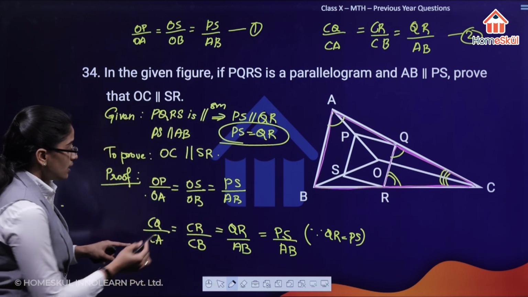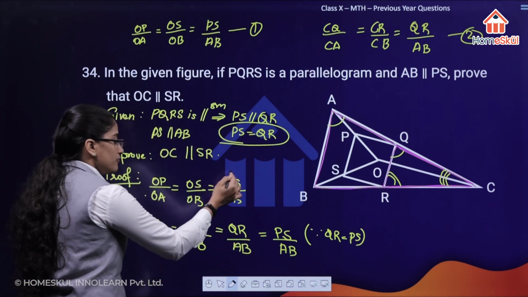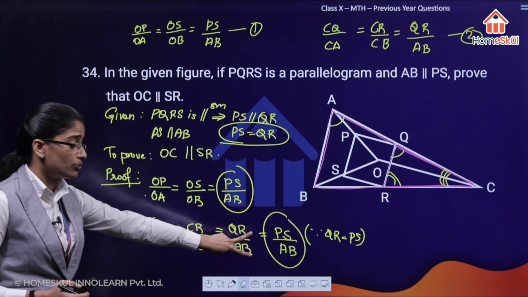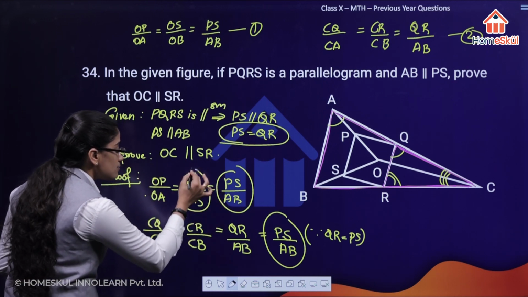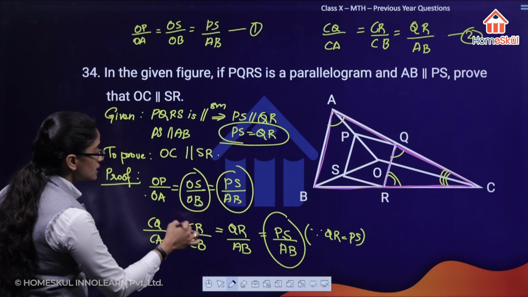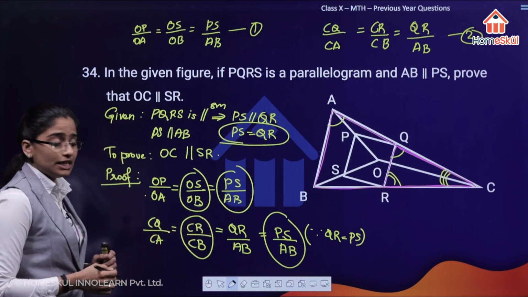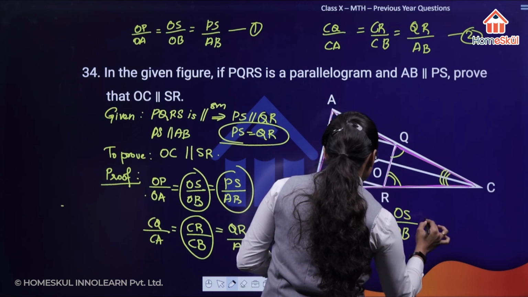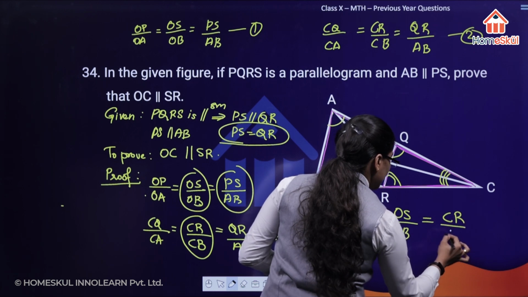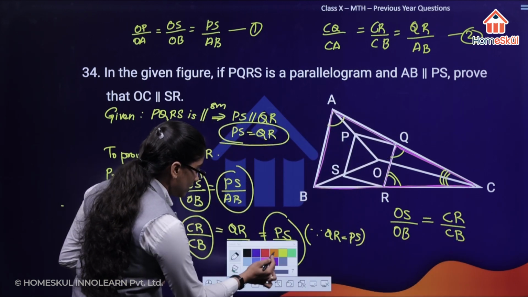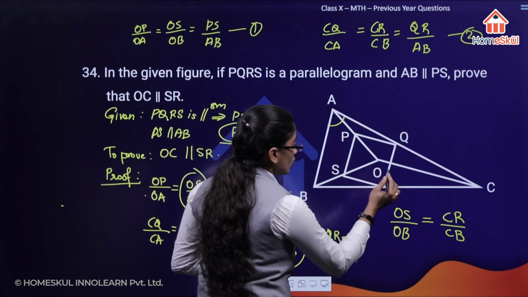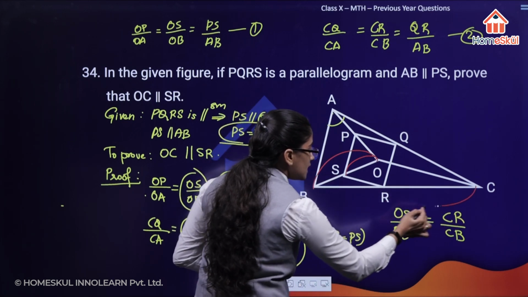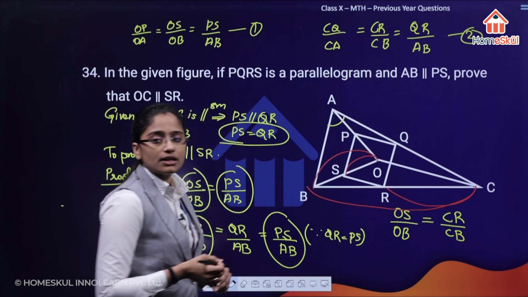Now, since we are having a common ratio, PS by AB, in both these equations, we could equate OS by OB with CR by CB. What we are getting? OS by OB is equal to CR by CB. Let's consider those two ratios in the figure. We are having OS by OB is equal to CR by CB, right?